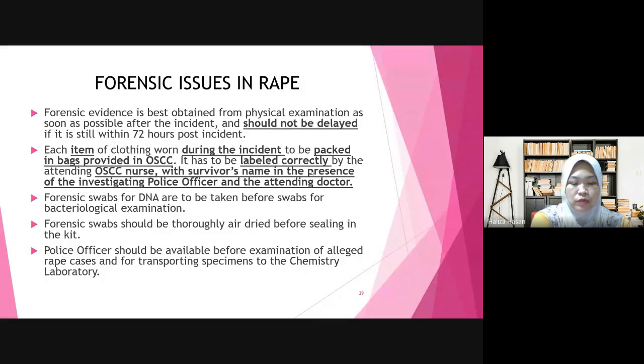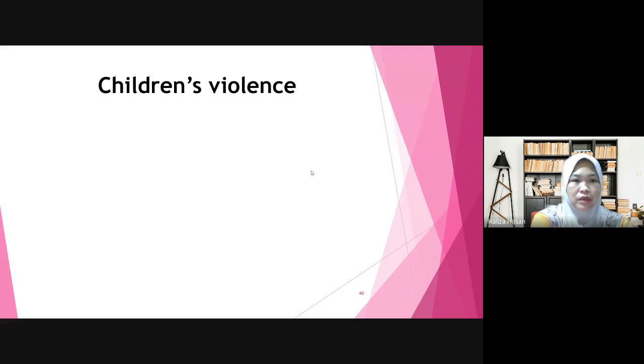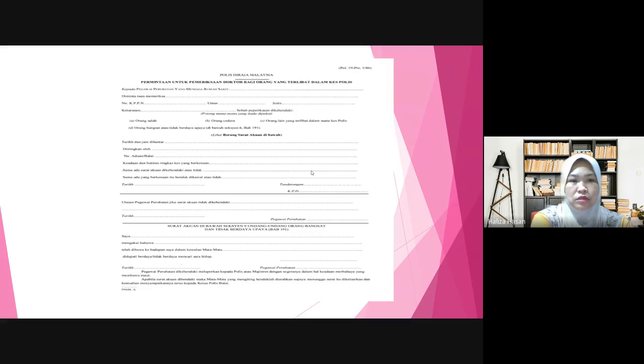This one I think you can read through. Forensic issues and rape. Okay. So for child violence, there is a form to do assessment, a request for police examination for the person involved in the police case.